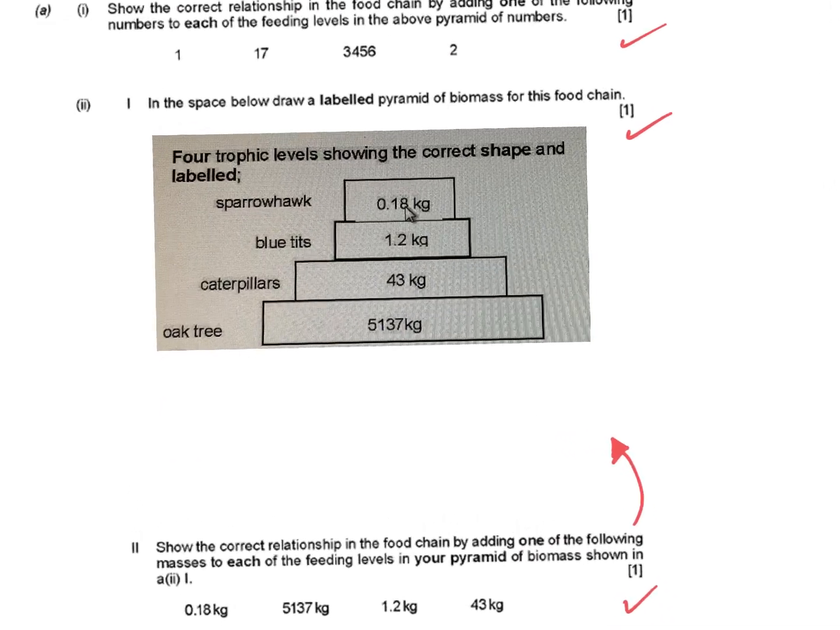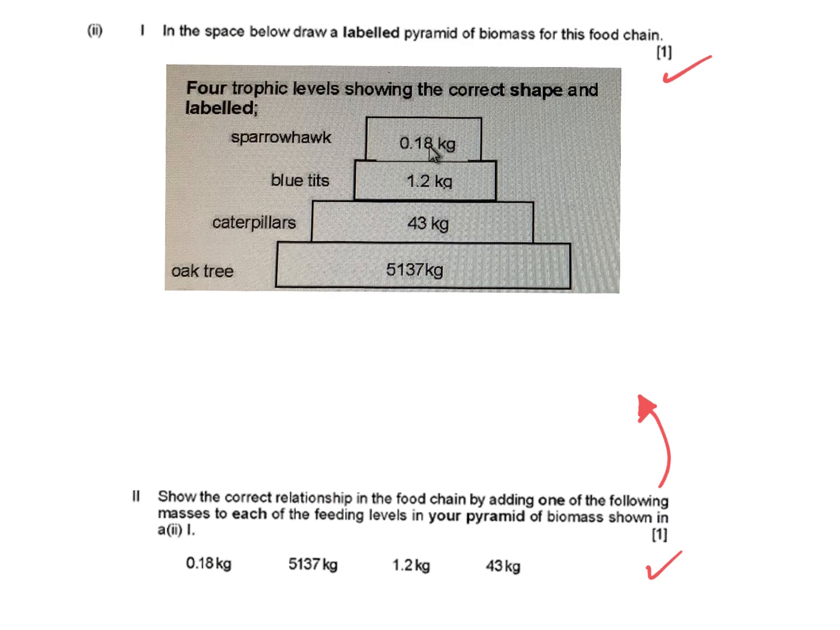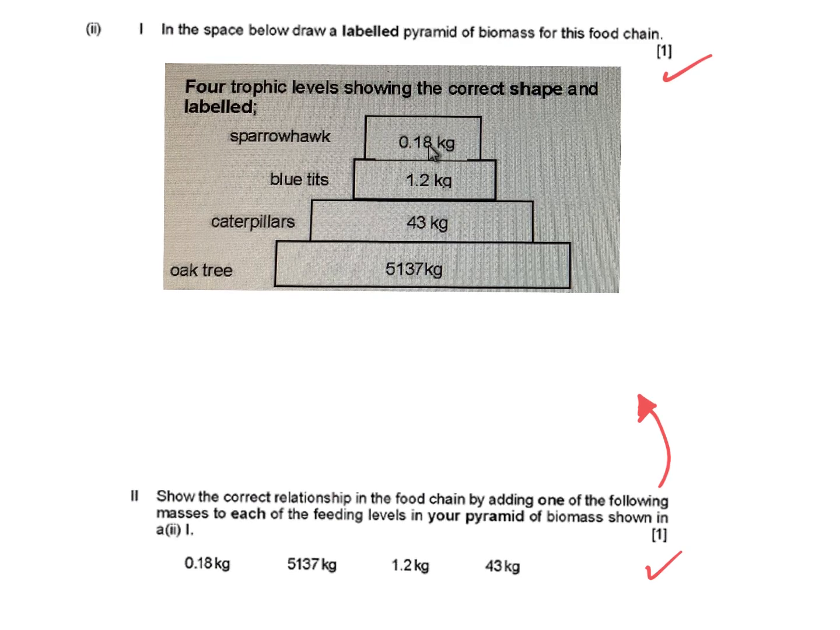Okay, so in part 2, we're asked to draw a labelled pyramid of biomass, so we need our pencil and ruler, and we've got these 4 trophic levels. We're given the biomass at the bottom, so we've got the oak tree as 5,137 kilograms, followed by the caterpillar at 43 kilograms, the blue tits at 1.2 kilograms, and then finally the sparrowhawk is 0.18 kilograms. Because we're following the line of the food chain, but we know that biomass is always the heaviest at the bottom, and then it decreases as it goes towards the top.